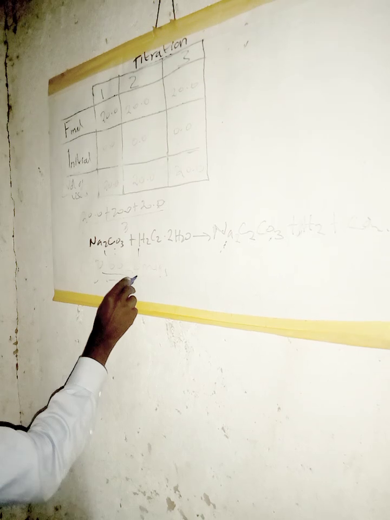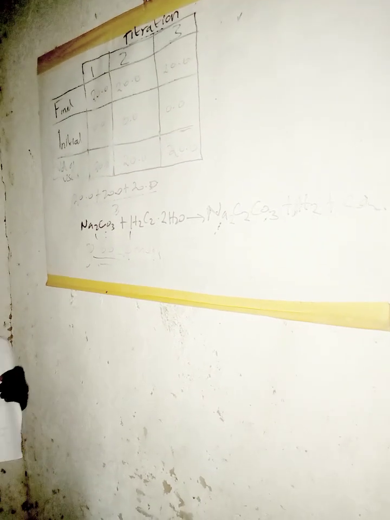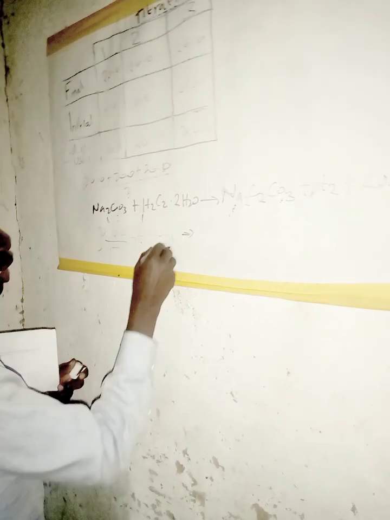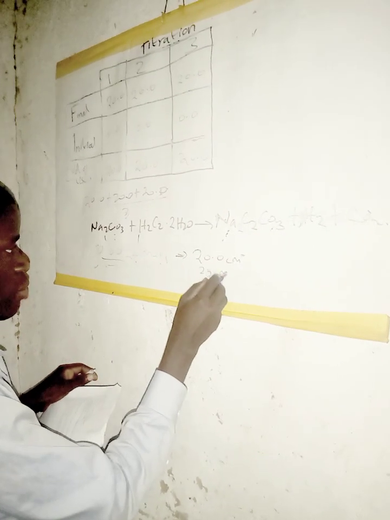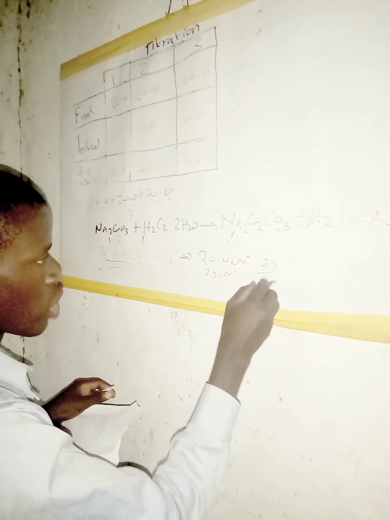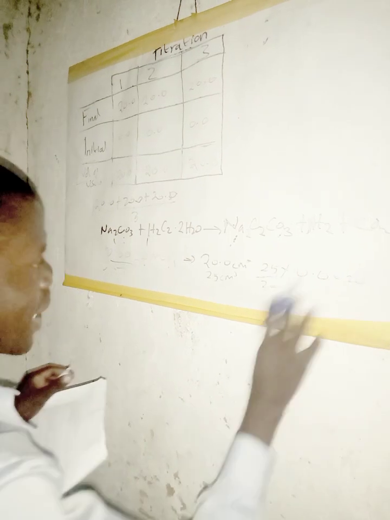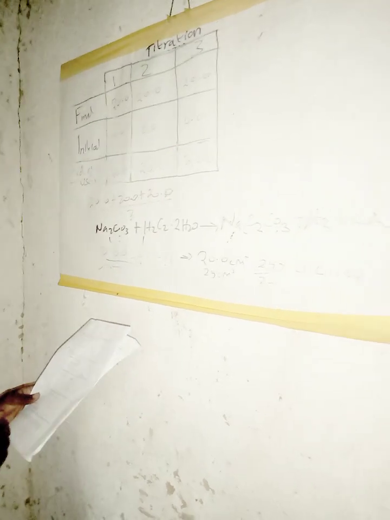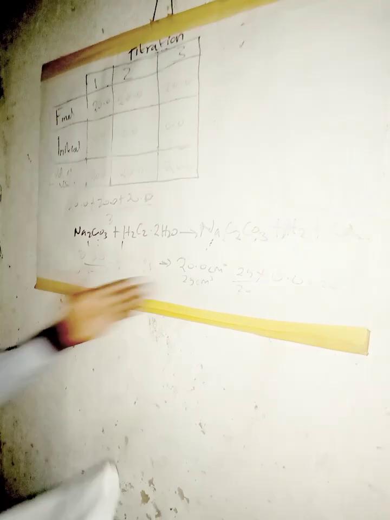So this one now is in the average titer, and the average titer is 20.0 centimeter cubic, but they want you to calculate it for 25 centimeter cubic. So we are going to say, if this one is in 20.0 centimeter cubic, what about now 25 centimeter cubic? It's now 25 divided by 20. We are multiplying this one by 0.0024. So when you calculate this one, you will get the number of moles of the oxalic acid in solution B of 25 centimeter cubic. So you will calculate and get your answer here as the number of moles.